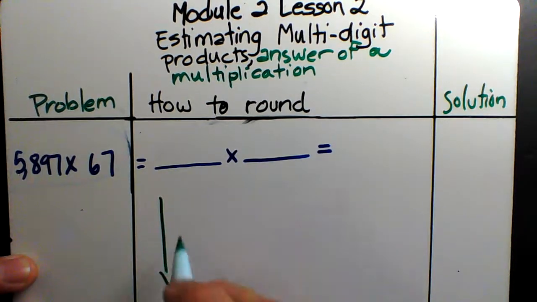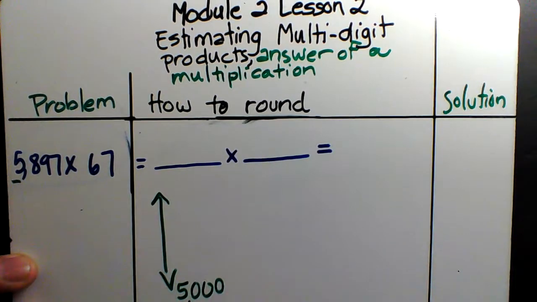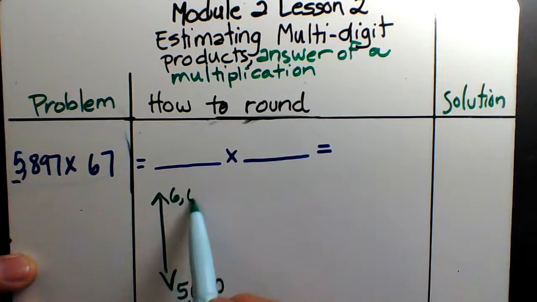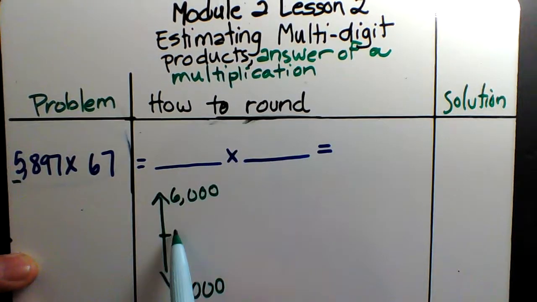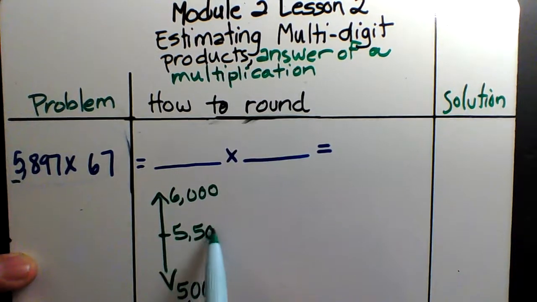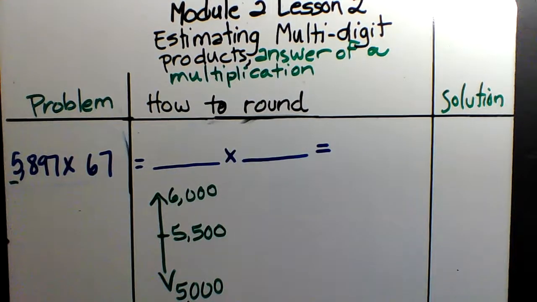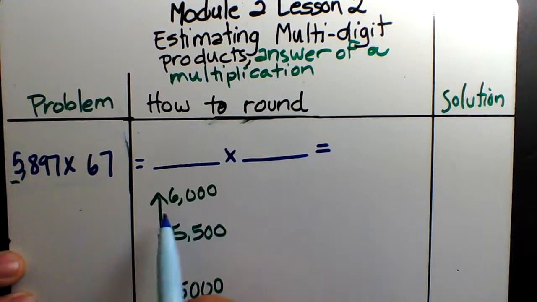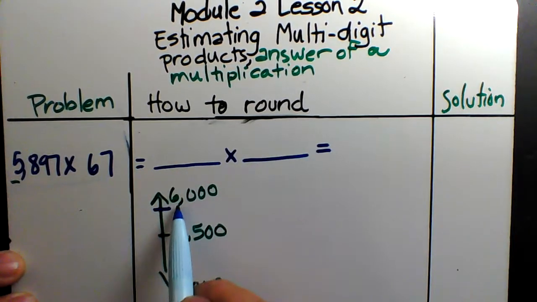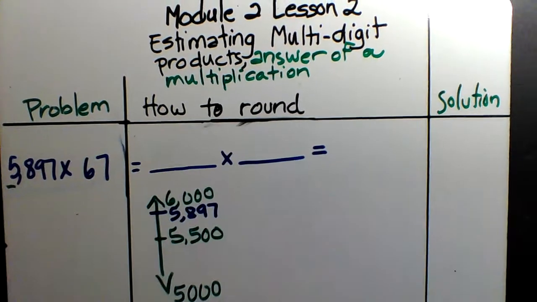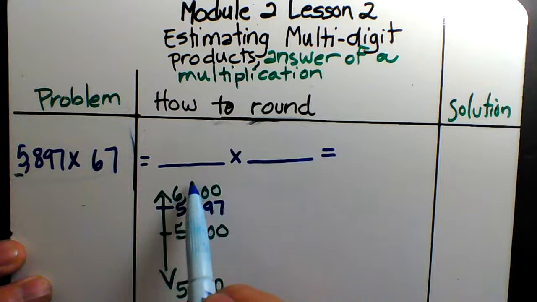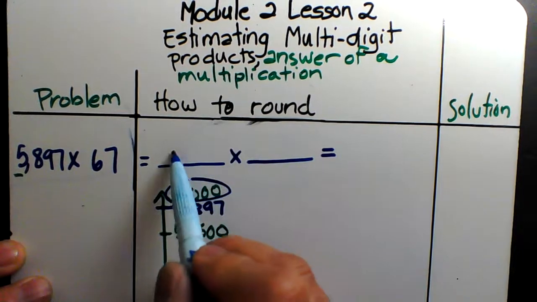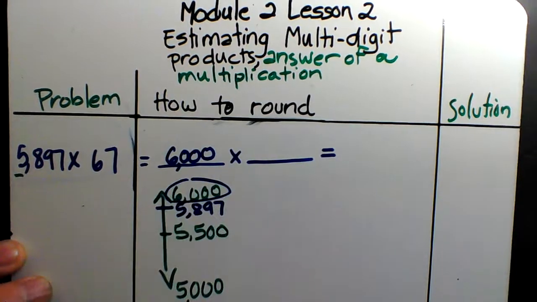This is how we have been learning rounding in my classroom. So if you look at the 5,897, we're going to round to the nearest thousand. So this number is between 5,000 and 6,000. Now the midpoint will be, of course, 5,500. Now, where is the number 5,897? That number will be somewhere in here. Because it is closer to 6,000, we're going to round to 6,000. So that will be our first estimated number.